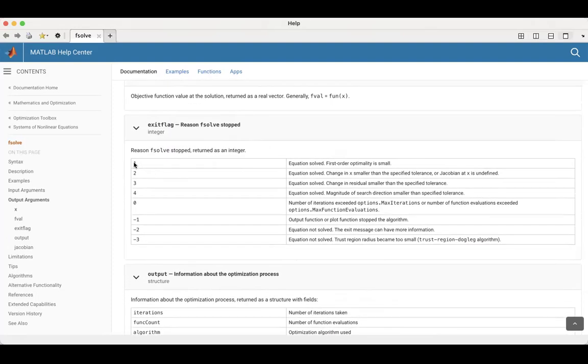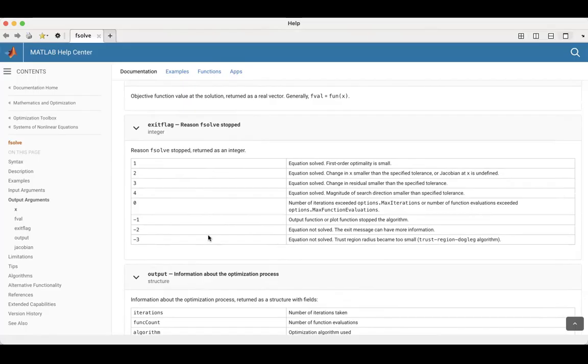If you're getting 1 as the value, it means the equation is solved and the first order optimality is small. 2 means the equation is solved, but the change in x is smaller than the specified tolerance, or the Jacobian is undefined. 3 means the equation is solved. So all the positive values mean the equation is solved, but for multiple reasons. The negative values mean, for example, that the output function or plot function stopped the algorithm. The equation is not solved, so all the negative values mean the answer that you get may not be accurate.